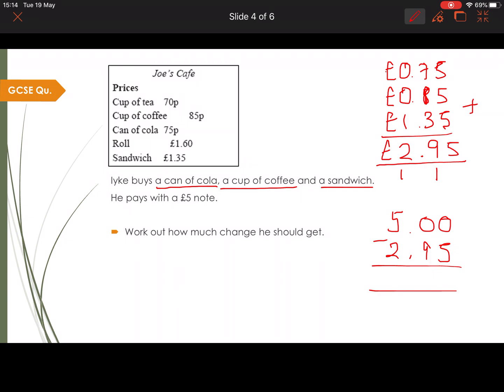Now I can't do 0 take away 5, so I borrow and I borrow until I finally can. I take my 1 off of my 5 here to leave me with 4, carry the 1, take it again, to get 9, carry the 1. 10 take away 5 is 5, 9 take away 9 is 0, and 4 take away 2 is 2. So the change that Ike should get is £2.05.